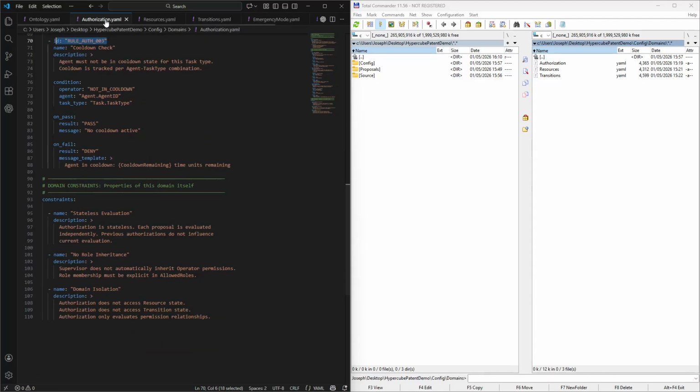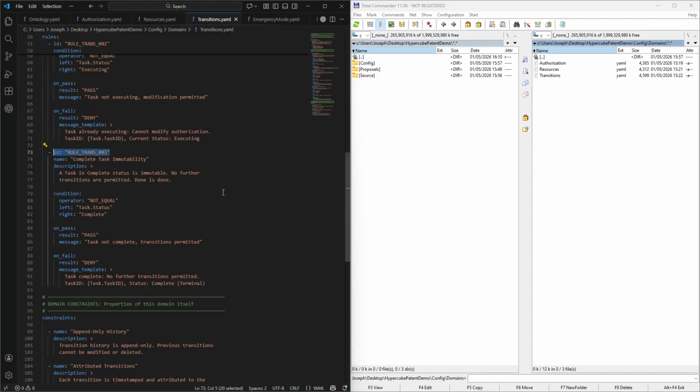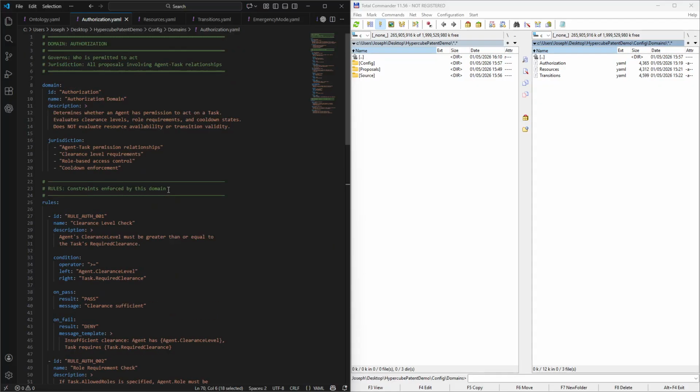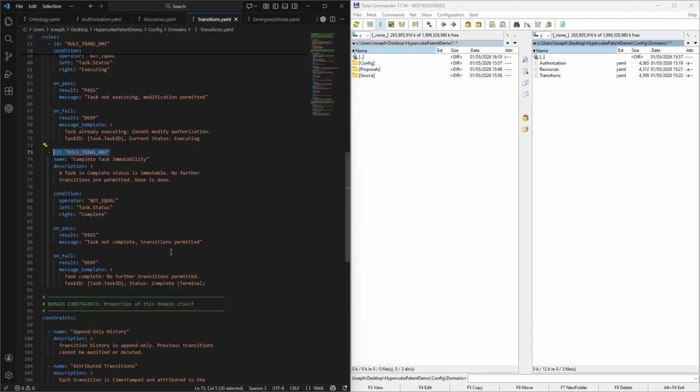3 domains. 3 orthogonal axes. Authorization asks, may you? Resources asks, can you afford it? Transitions asks, is this change valid? A proposal must satisfy all 3.